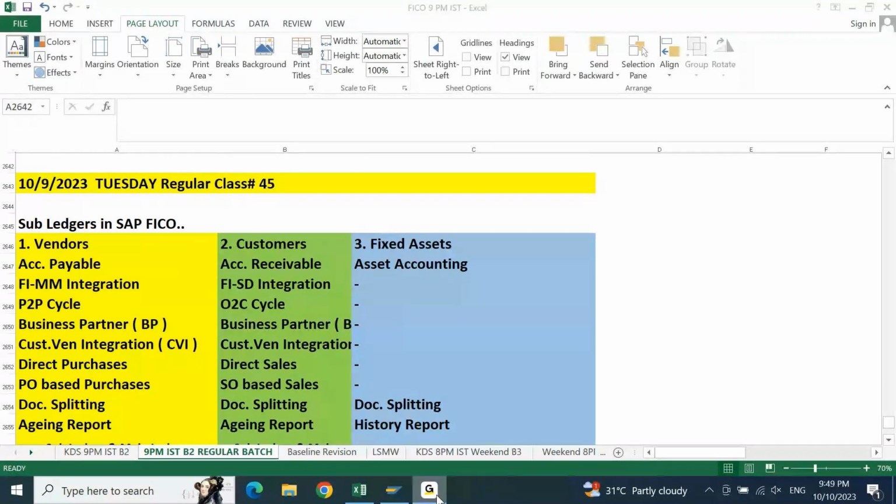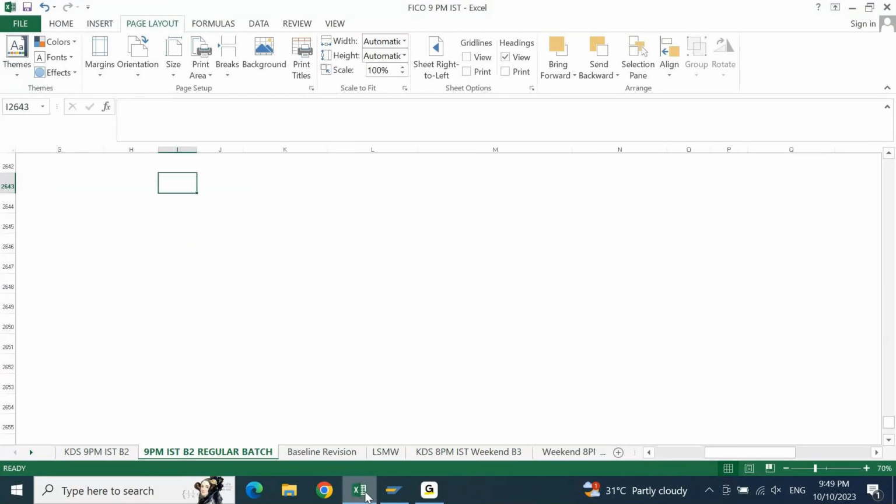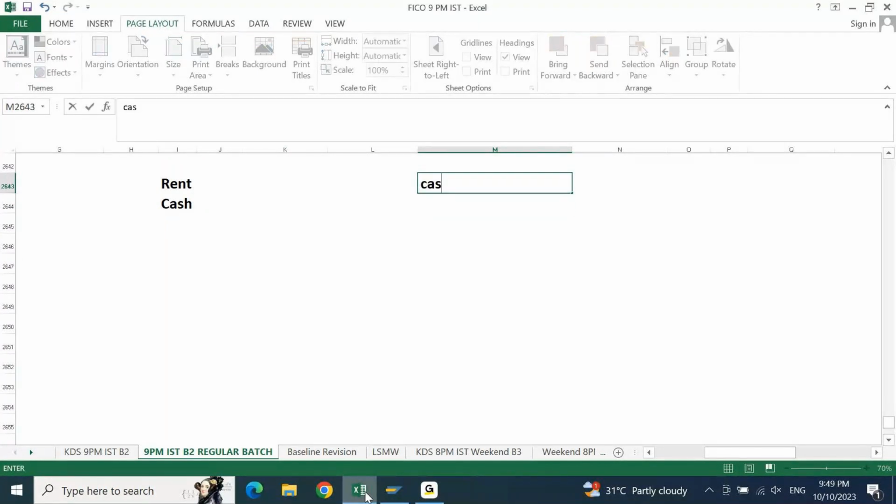Sir, can you give one example of how it relates to accounting? Most of the time we hear that GRIR is an offsetting account or a clearing account. See, let's say I talk about rent. I'm saying that I paid rent by cash. What is offsetting for rent? Cash. Now cash has become offsetting.